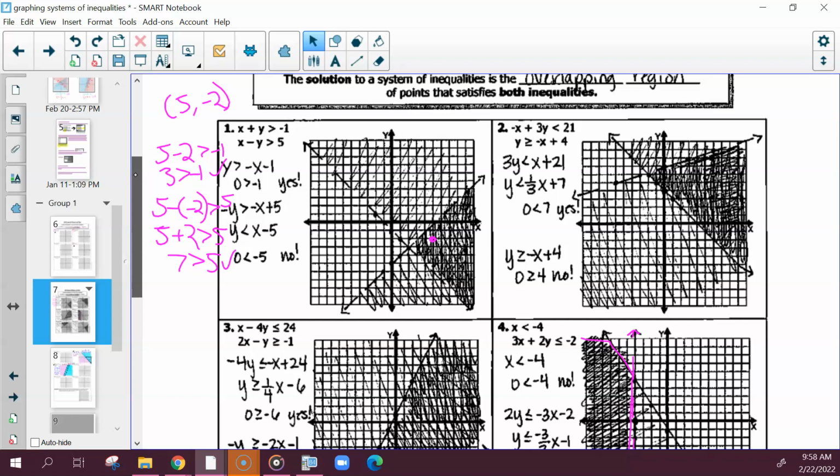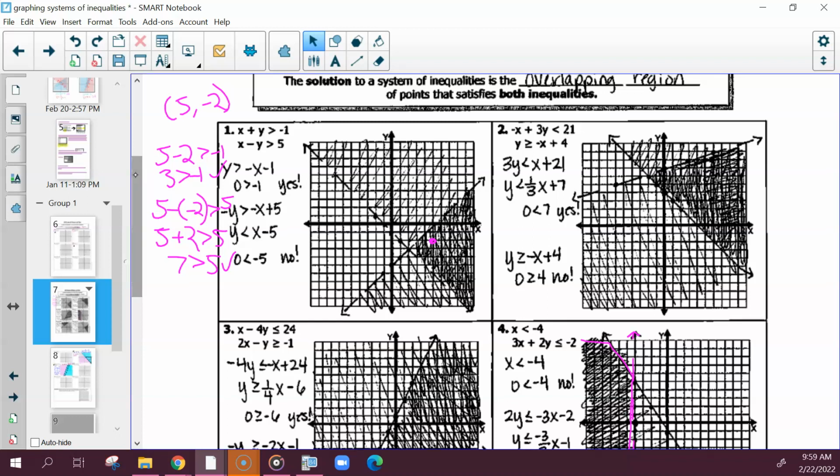Number 2, you need to solve the first one. So that was y is less than 1/3 x plus 7. We had a dash and a solid line, one shaded below, one shaded above, and this was the shaded area. Questions on that one?